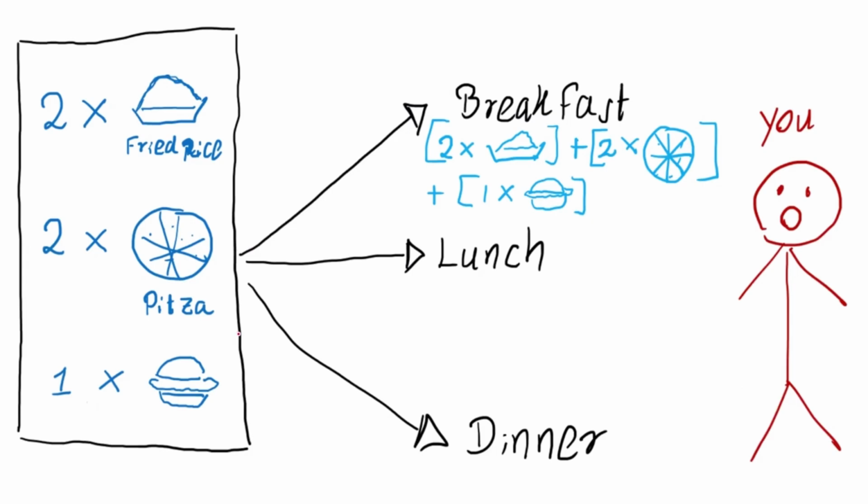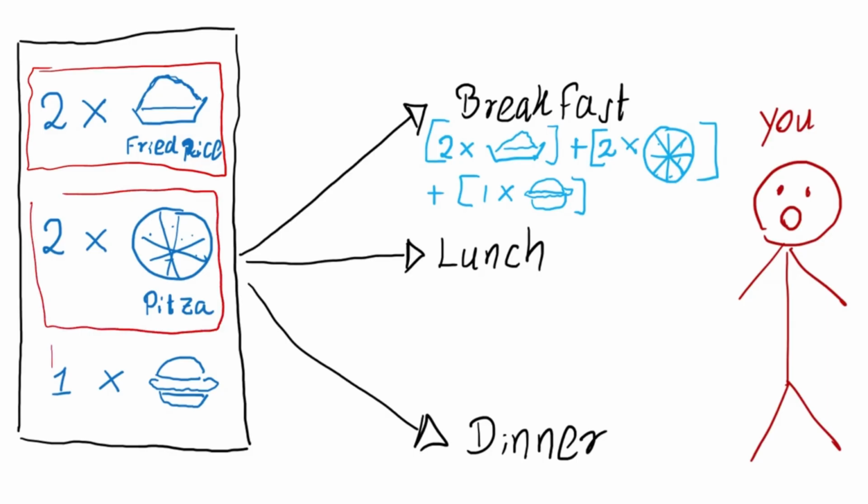In the refrigerator, they are going to store some food for you. They are going to pack 2 boxes of fried rice, 2 boxes of pizza and 1 burger. So they expect you to use this food to survive for 3 meals, breakfast, lunch and dinner, for the day. Okay, let's assume you woke up early in the morning.